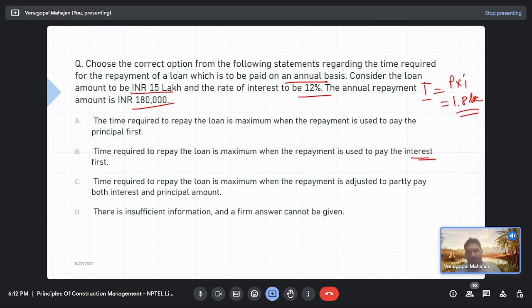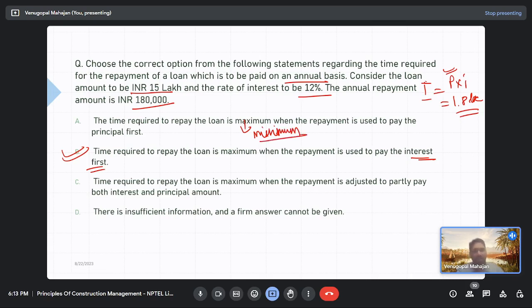Okay, let's discuss this. If you are paying the interest first, your interest is 1.8 lakh each year, and you are also paying 1.8 lakh. So your principal remains untouched. That means your repayment goes eternally, right? Your principal is not even reducing. So it is maximum. Time required to repay the loan is maximum when repayment is adjusted to partly pay both interest and principal. So this one would be minimum, right?